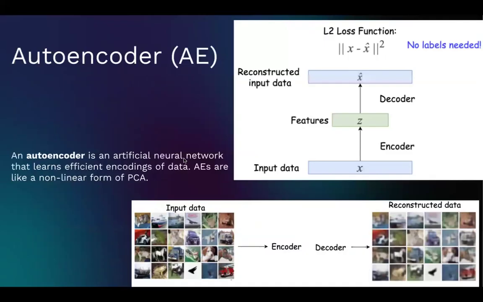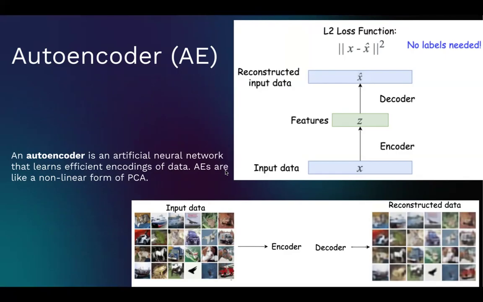But how is this connected to generative AI and deep learning? We also know about the autoencoder, an artificial neural network that learns efficient encodings of data. Basically, autoencoders are like a nonlinear form of PCA, because they reconstruct the input while being constrained by the L2 loss to encode the input to a lower dimensional space, and then reconstruct the input again. So that's one way we can start thinking about this.